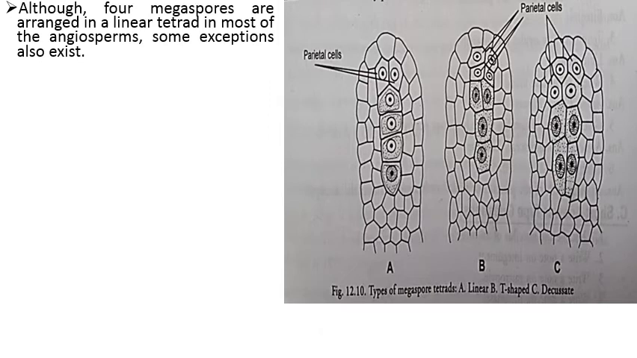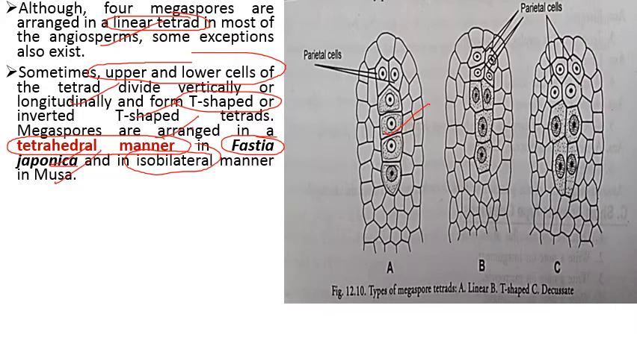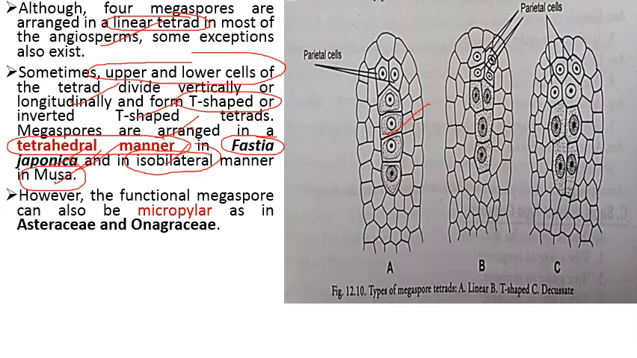Although 4 megaspores are arranged in linear tetrad in most of the angiosperms, सभी angiosperm में approximately linear form में megaspores arranged होते हैं जो tetrad बनता है. But there are some exceptions, like in some cases the upper and lower cell of the tetrad divide vertically or longitudinally and form T-shaped or inverted T-shaped tetrads. और ये किसी case में बनते हैं inverted T-shape और T-shaped tetrads. While in case of Fuchsia japonica, megaspore tetrads are present in tetrahedral manner, while isobilateral in case of Musa में present होते हैं isobilateral form. However, the functional megaspore can also be micropylar as well as in case of Asteraceae or Onagraceae.